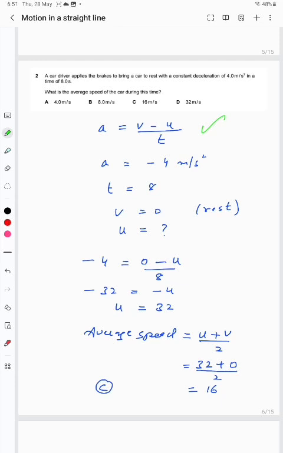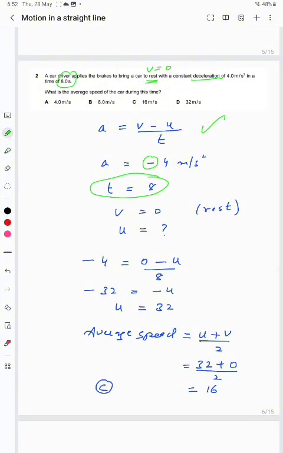Acceleration is given to you as 4 meter per second square. Since it is deceleration, you can put this negative sign on your own. Time is also given to you, 8 seconds. And since brakes are applied and the car is coming to rest afterwards, the final velocity is 0.